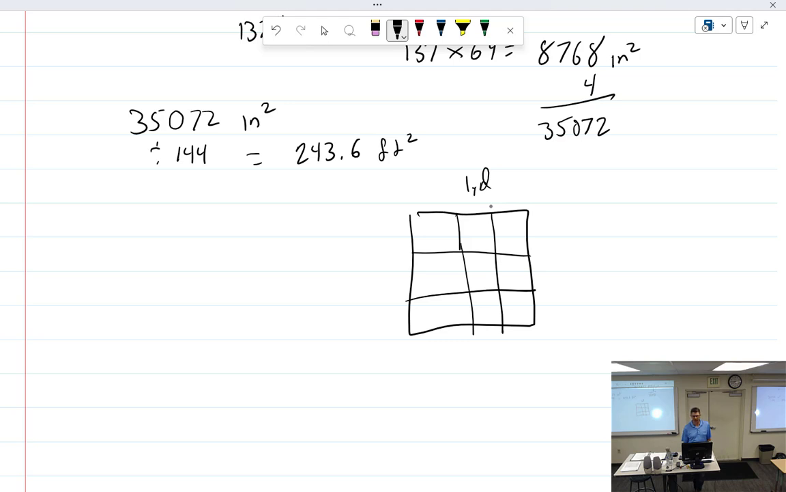So all right, we can convert feet to yards. We divide by 9 because there's 9 squares in here. 3, 4, 5, 6, 7, 8, 9. So we divide by 9. We get 27.1 square yards. That wasn't so hard. What's the secret? The secret is don't divide by 12 and don't divide by 3. Knowing your conversion rates.